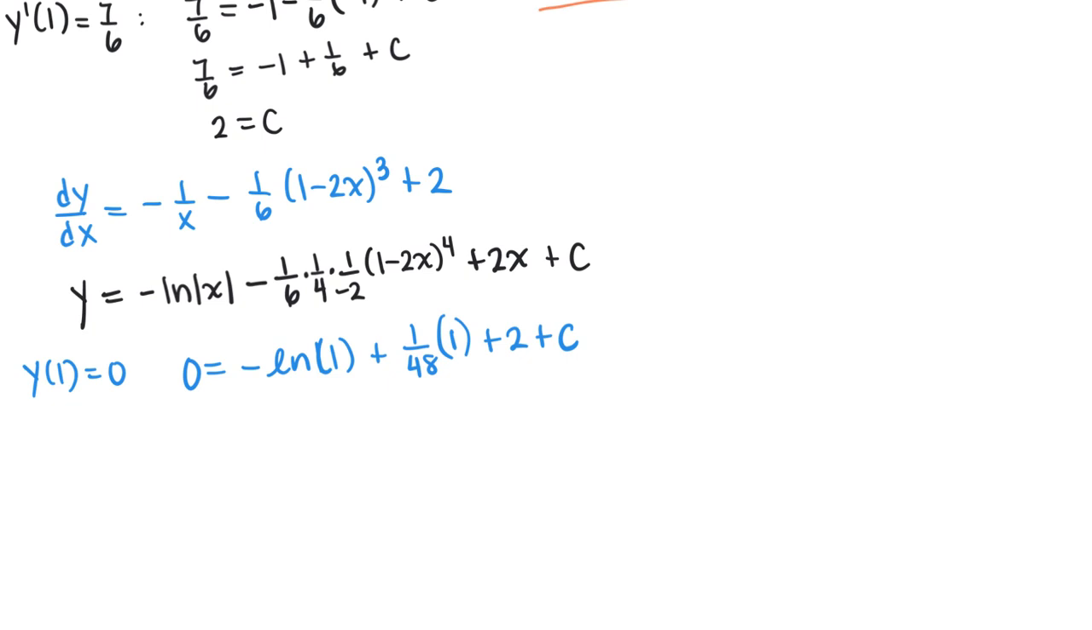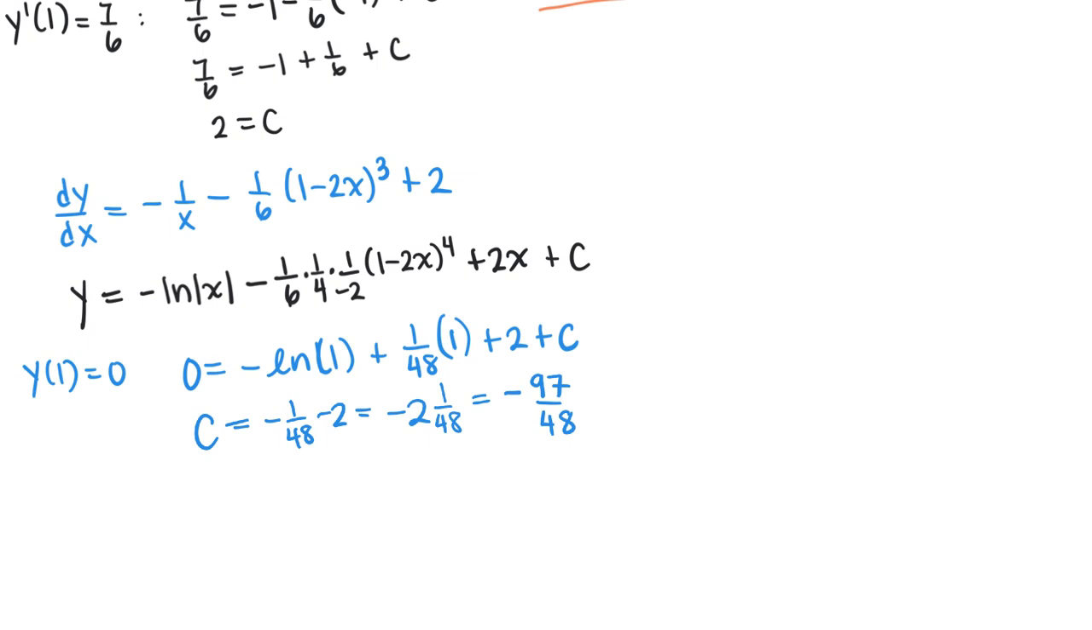Now what is the ln of 1? 0. So this is just 0, so I'm not going to worry about it. I want to just solve for c. So what is c going to equal? I'm going to subtract the 1 over 48 and subtract the 2, so I'm going to get negative 2 and 1/48, which I don't like because mixed numbers just never work out. 2 times 48 is 96 plus 1, so this is the same as negative 97 over 48.